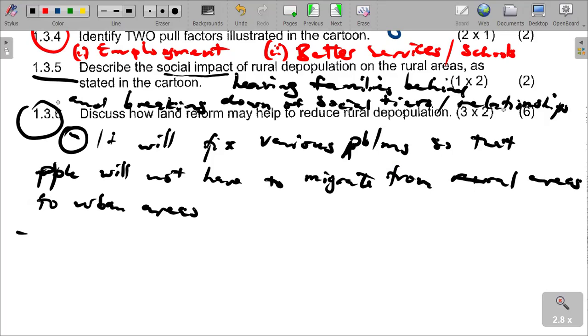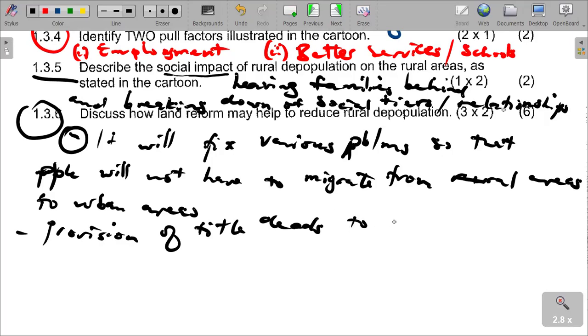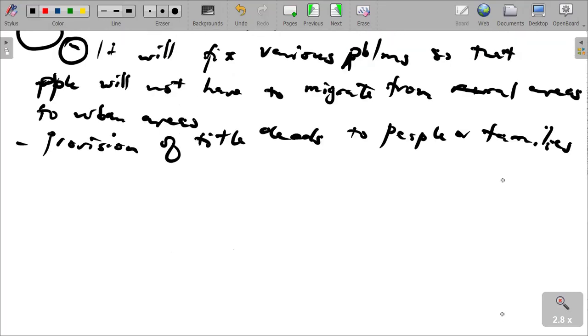You are saying giving title deeds, people would have provision of title deeds to people or families. People will not travel because they have got ownership. When people have ownership of the land, they are not gonna travel to go to live elsewhere, because here they have got security, they have got ownership of the land. Hence they would tend to stay and live there in those places.